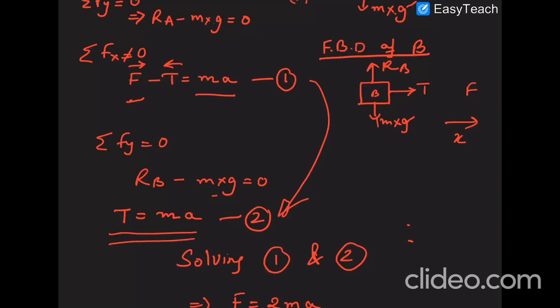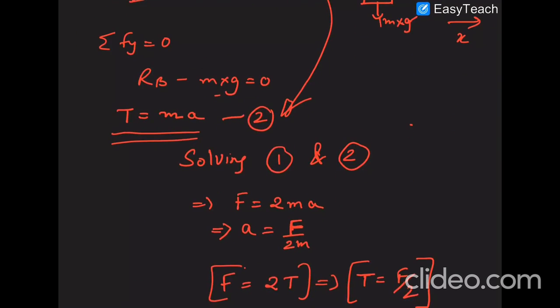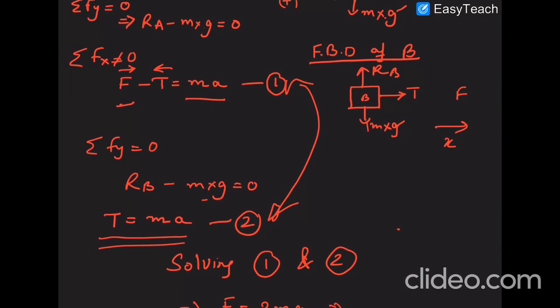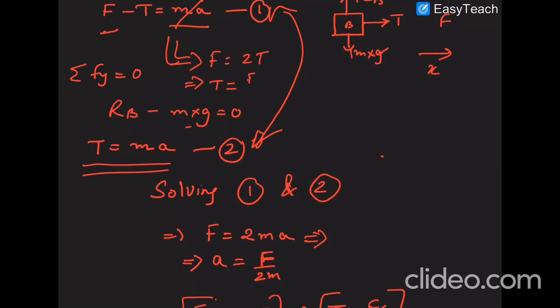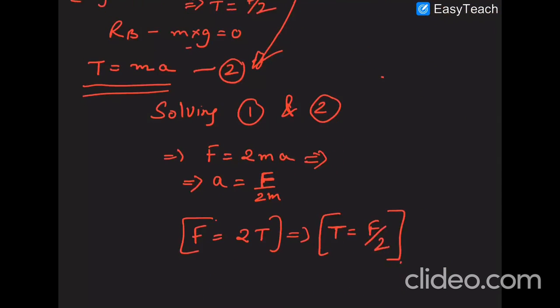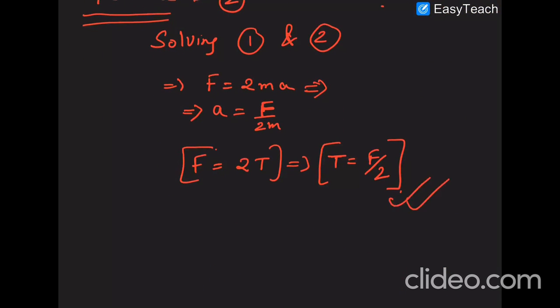Now if you solve these two equations, you will get F equal to 2ma, or with a little playing around, a will be F by 2m. If you put T equal to ma into the first equation, because ma is actually T, from this you can conclude F equal to 2T. So we can say that the tension in the string between A and B would be F by 2. Okay, that is the answer that we are looking for. Thank you.